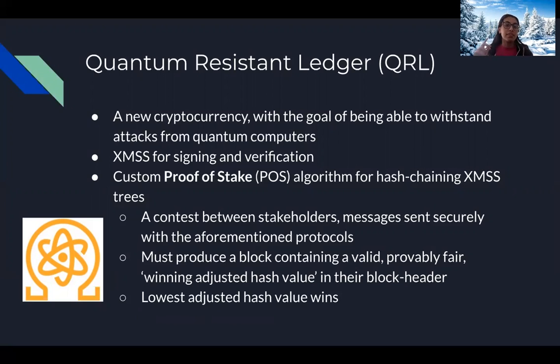And how it gets around XMSS only allowing a limited amount of signings, which I think is kind of cool, is that it has a proof of stake algorithm where once you get to the end of one tree, you sign all of the relevant stakeholders, send secure messages back and forth in order to decide on the seed of the new XMSS tree. So those trees are chained one after the other, and you can sign an infinite number of messages in this way. So this is the cryptocurrency in practice today that is future-proof against quantum computing.